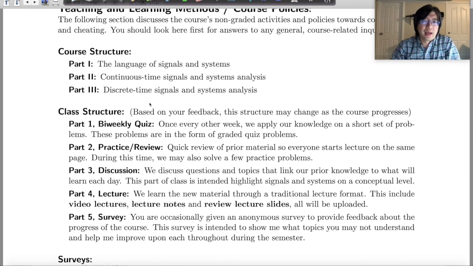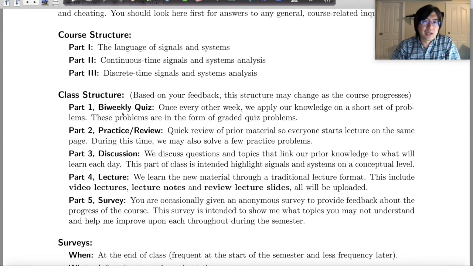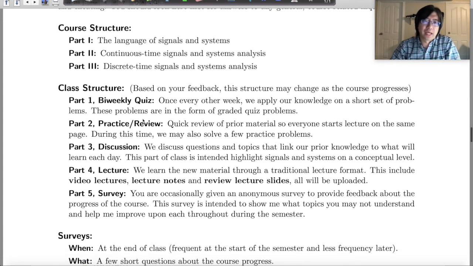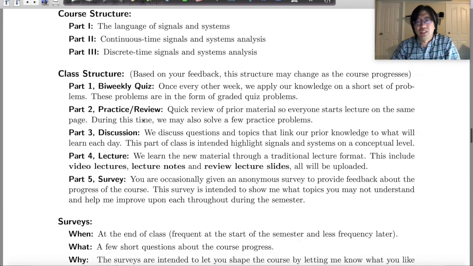In this class structure, we're going to have a lot. We have quizzes, and we have practice reviews, and we have discussions.